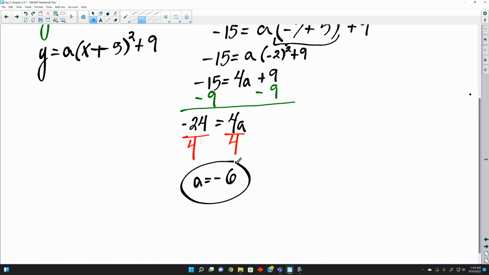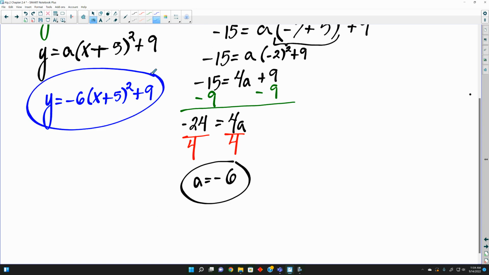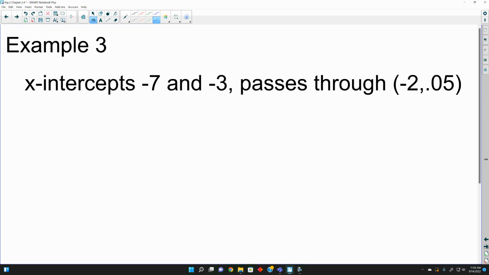And last but not least, we would plug it back in, telling us y is equal to -6 times (x plus 5) squared plus 9. Any questions on any of this here? We're starting to feel pretty comfortable with these, if they give us the vertex and a point. We ready for the next one?